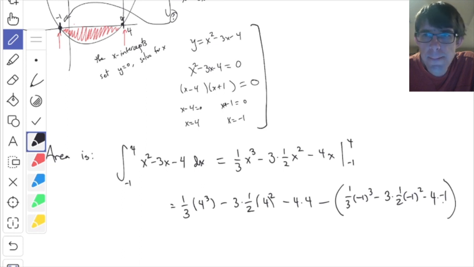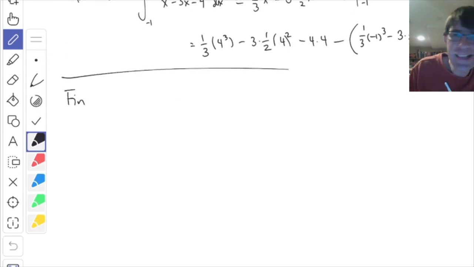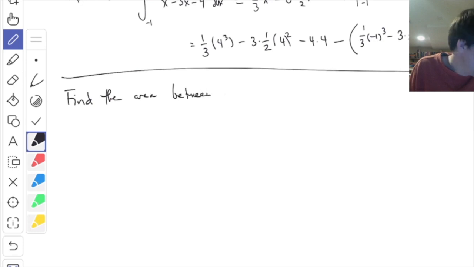Questions about that one? I got one more. All right, let's do one more. This one is slightly trickier. Find the area between the x-axis and y equals x plus 4, let's say, on the interval minus 10 to 10.